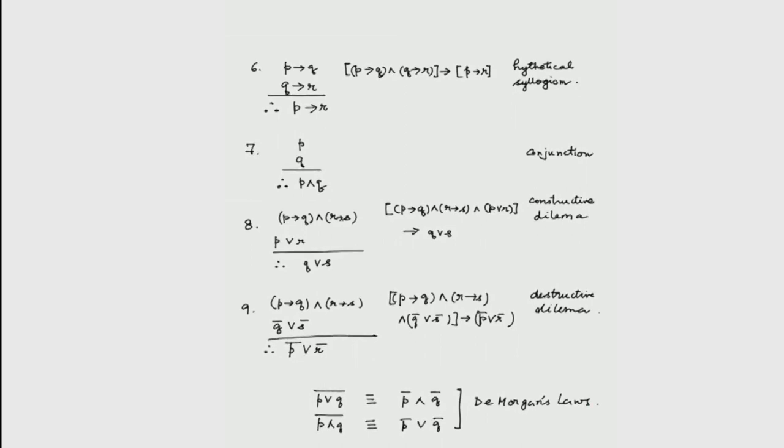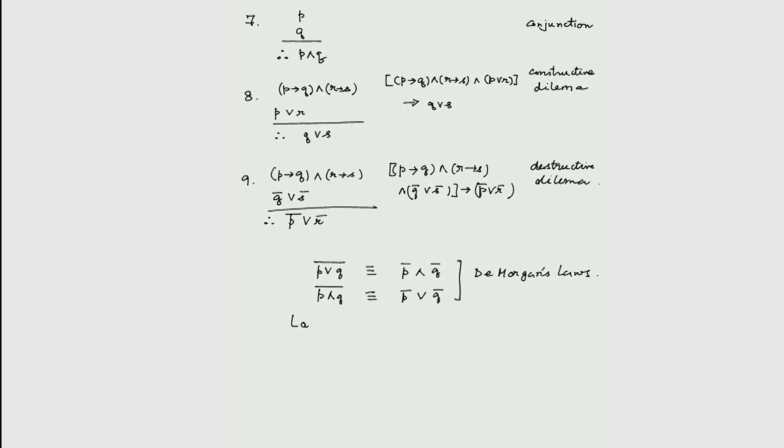And we have another equivalence which is called the law of contrapositive, which states that P implies Q is equivalent to negation of Q implies negation of P.